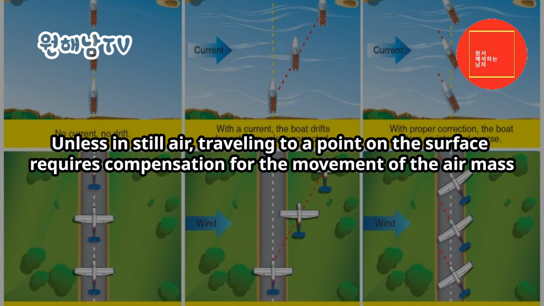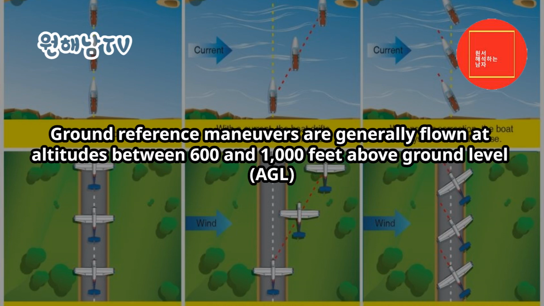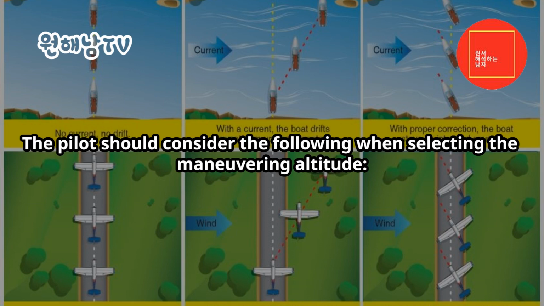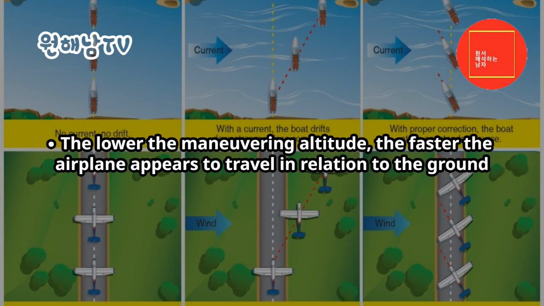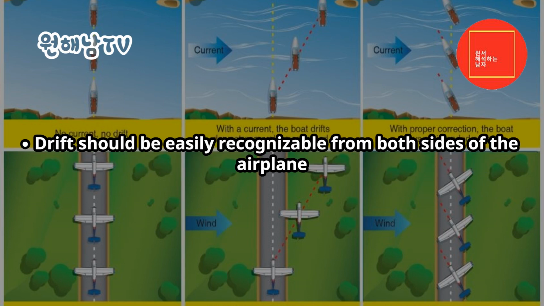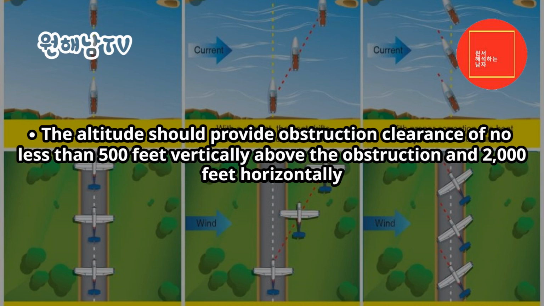Ground reference maneuvers are generally flown at altitudes between 600 and 1,000 feet above ground level, AGL. The pilot should consider the following when selecting the maneuvering altitude. The lower the maneuvering altitude, the faster the airplane appears to travel in relation to the ground. Drift should be easily recognizable from both sides of the airplane. The altitude should provide obstruction clearance of no less than 500 feet vertically above the obstruction and 2,000 feet horizontally.